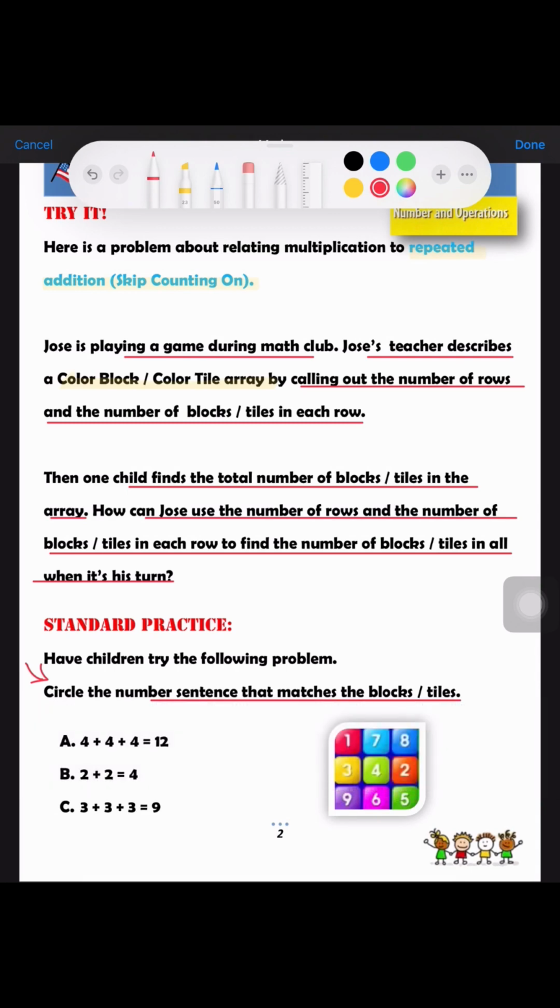Okay, so here we got 3 rows of blocks. In the first row, how many blocks are there? Yes, there are 3 blocks. How about the second row? Yes, also 3. And in the third row, how many blocks are there? Yes, 3 also. And then how can we find the total number of blocks? We just need to add the number of blocks in each row together, which is 3 plus 3 plus 3. And the answer is 9, so option C is correct.